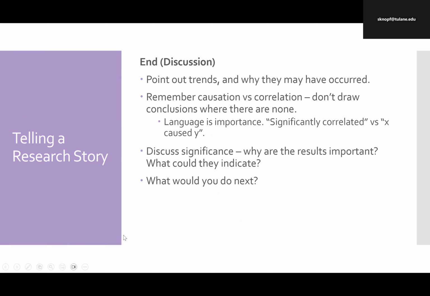And then your discussion, this is where you point out trends and why they may have occurred. Just a small thing I want to point out, causation is not correlation. Don't draw conclusions where there are none. This is where your language is really important. So there's significantly correlated versus X caused by Y. This is where you discuss your significance.